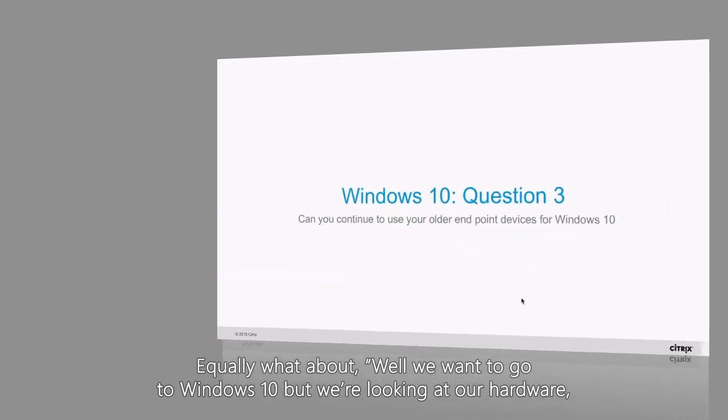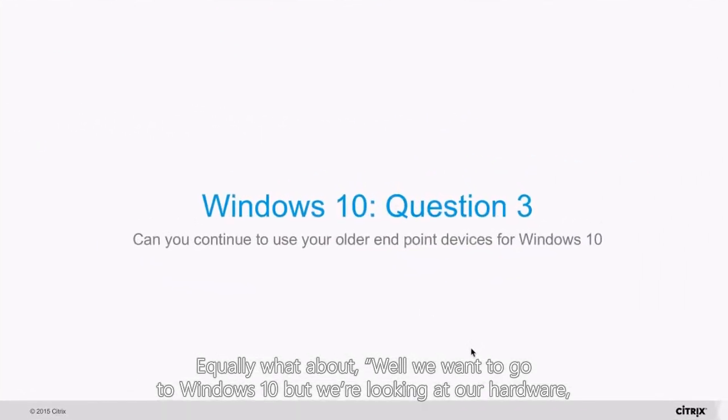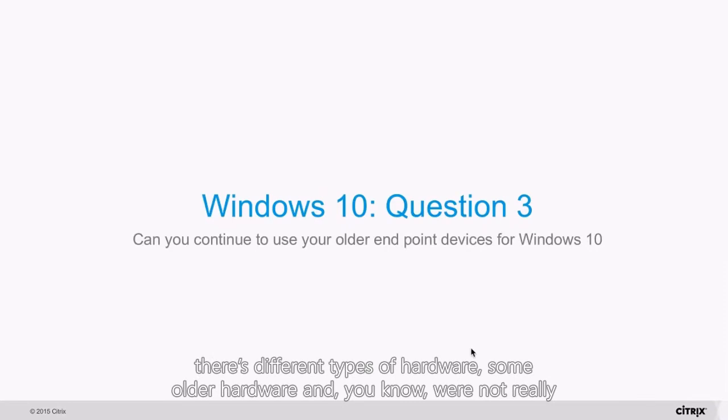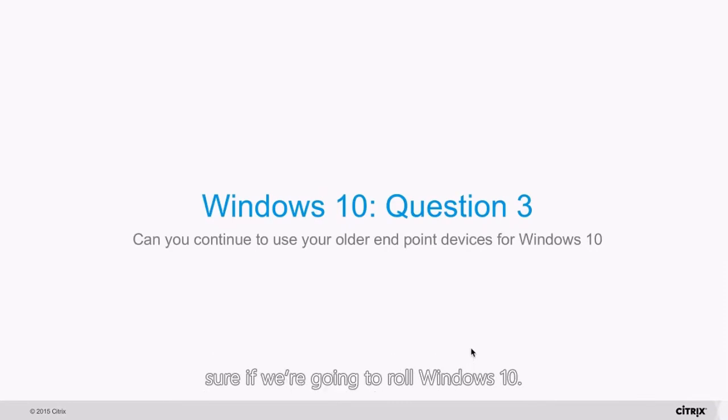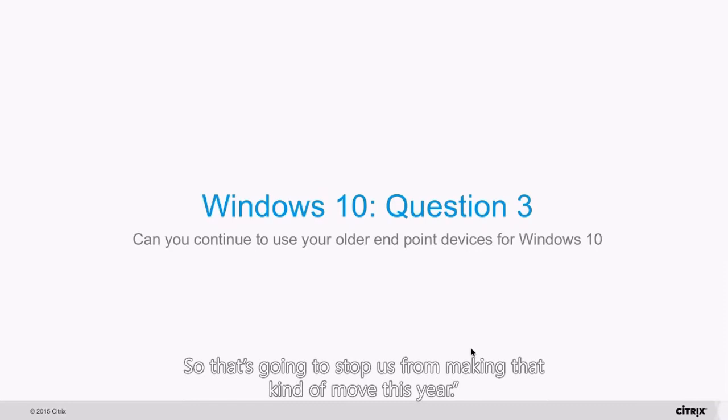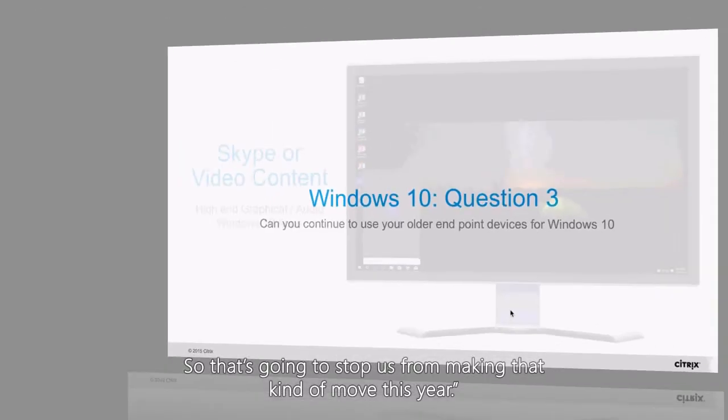Equally, what about, well, we want to go to Windows 10, but we're looking at our hardware. There's different types of hardware, some older hardware, and we're not really sure if that's going to run Windows 10. So that's going to kind of stop us from making that move this year.